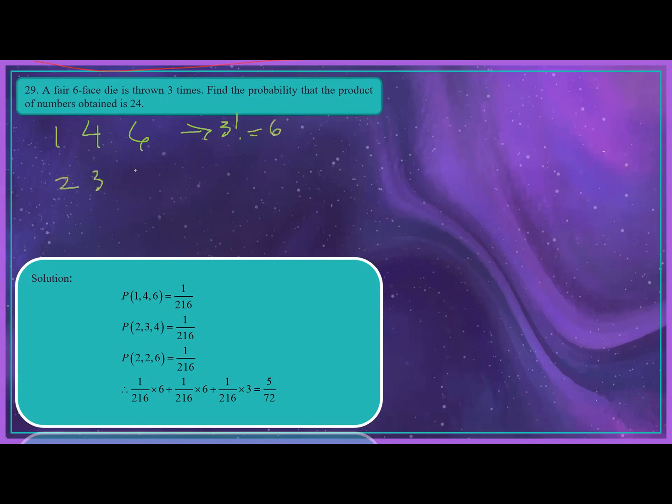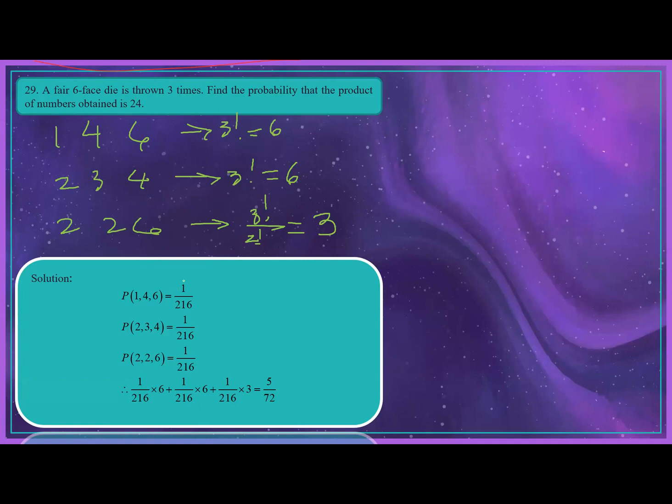Next is 2, 3, 4, and also there are 3 factorial ways to arrange this. And next is 2, 2, 6, and there is 3 factorial over 2 factorial because there are 2 repeating numbers, which is 2. Okay. In total, we can arrange these 3 combinations.